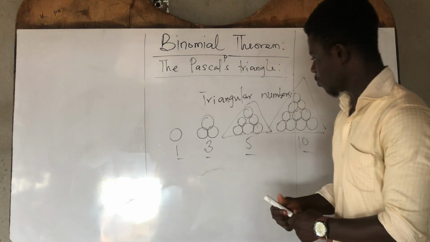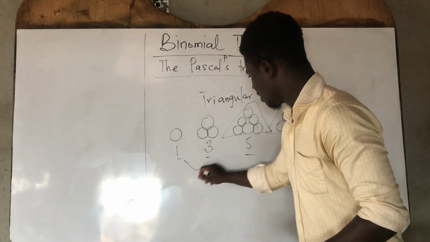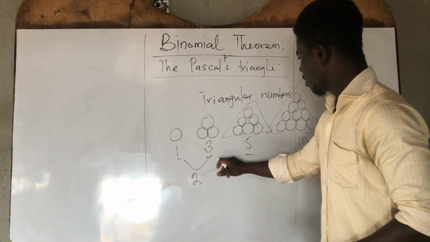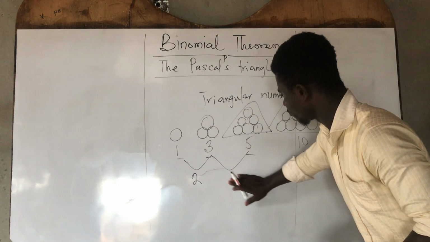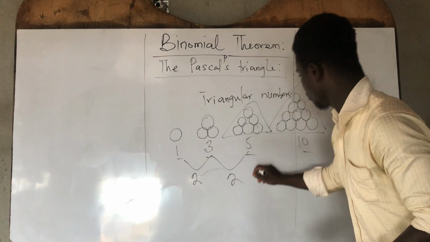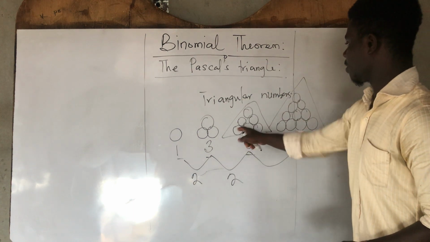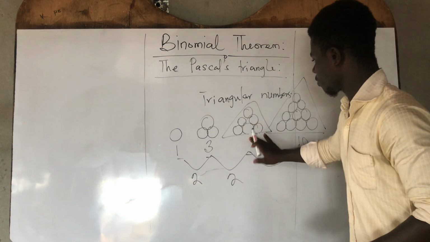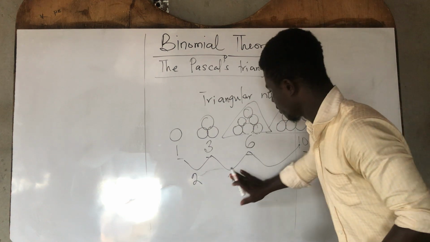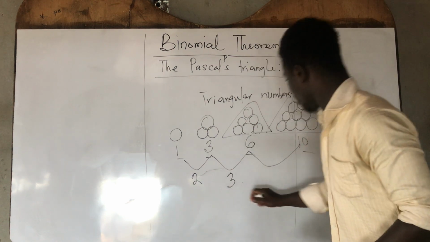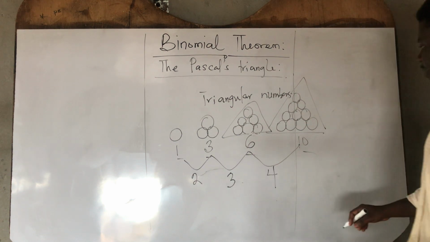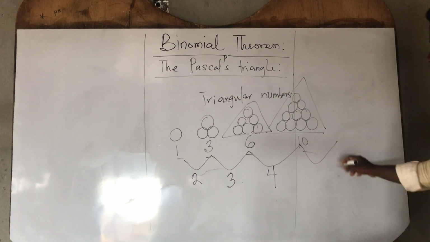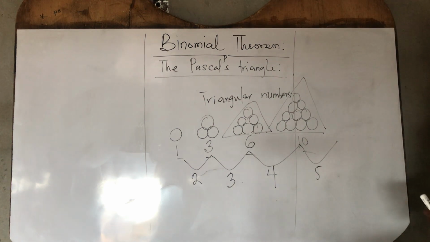Now let's see the difference between them. So here the difference is 2. Then here, 1, 2, 3, 4, 5, 6. Oh sorry, here it's supposed to be 6, so that the difference here will be 3. Then here the difference will be 4, right? So you can see the next one. The difference will be 5, right? Are you getting what we are doing here?